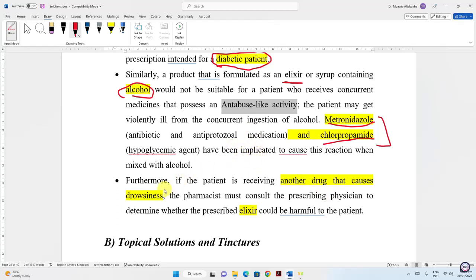The last thing is that elixir itself contains alcohol, and you know alcohol can cause drowsiness. So if the physician is prescribing an elixir and another drug that can cause drowsiness, now you have the elixir causing drowsiness and another drug causing drowsiness, so you have to consult the physician whether this is intended, or whether the elixir can be replaced with something else that does not contain alcohol.